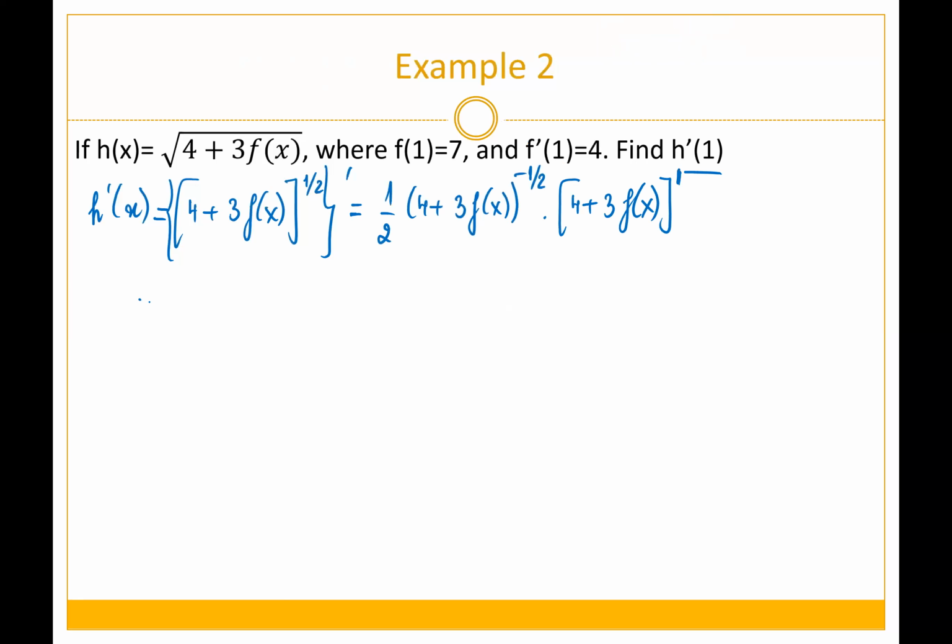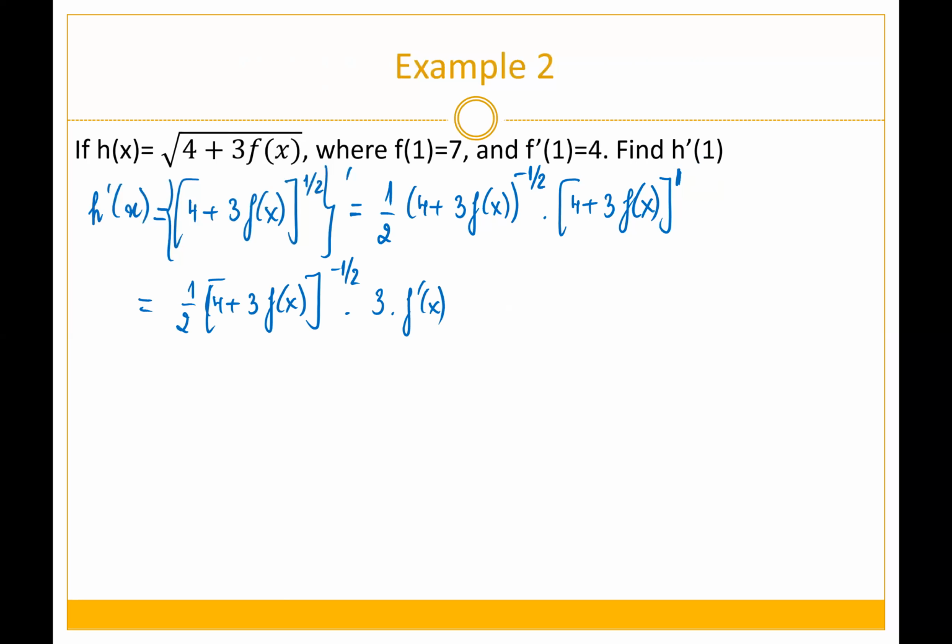Again, if it's confusing, let me know. I will adjust my speed because I tend to go really fast if there's no one joining me. I will assume people understand. But then, here we have, what is the derivative of 4 plus 3f(x)? It's just going to be 3f prime of x.